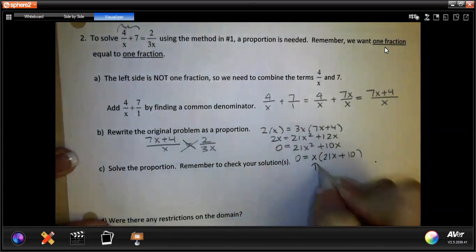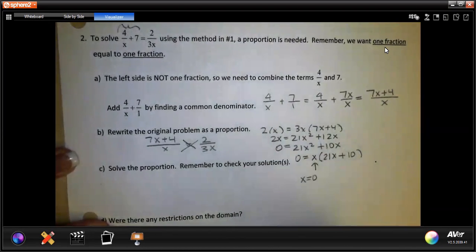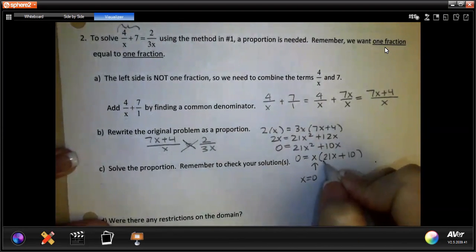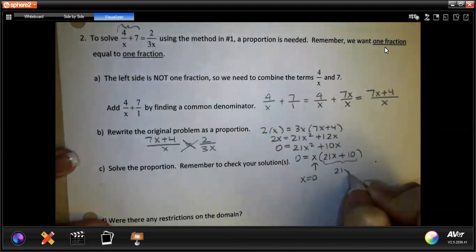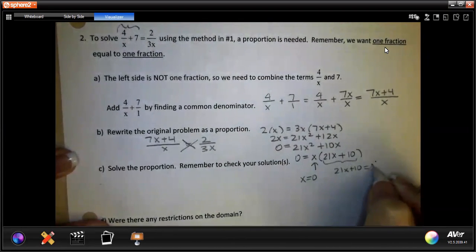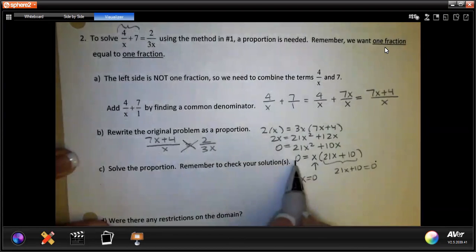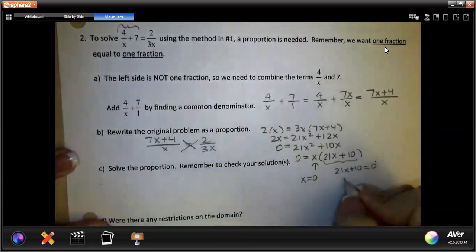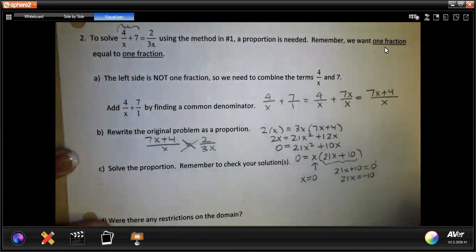So this one here, x could be 0, or we can set this equal to 0, since they would both be multiplied together to give me a 0. I subtract 10, and I divide by 21.